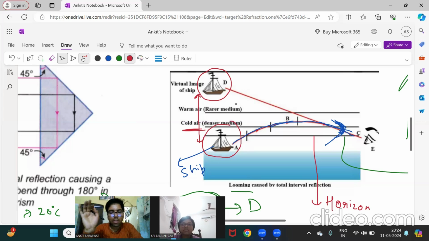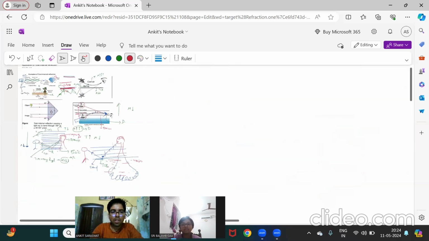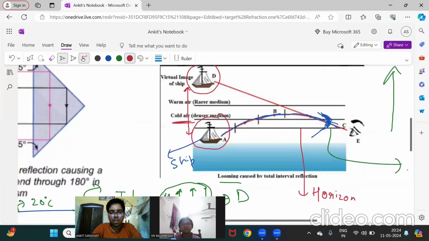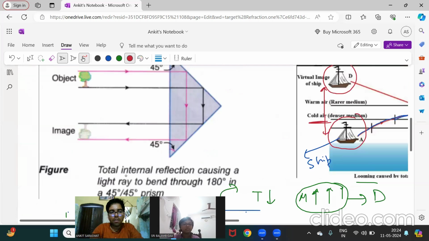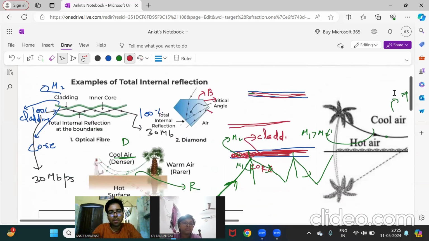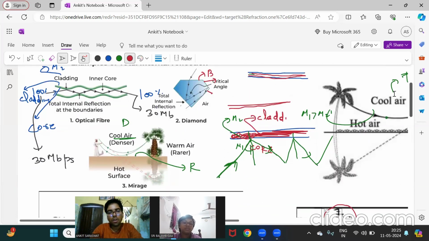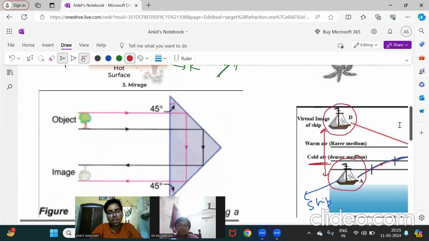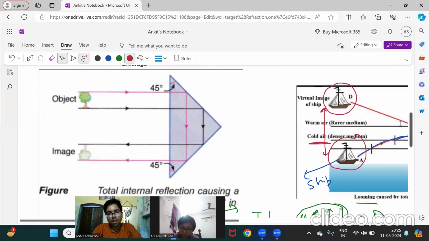Looming is caused by total internal reflection. Clear? So there are mainly three applications. One is looming, one is sparkling of diamond, and the other is mirage and optical fiber. These are the applications of TIR, total internal reflection. Now see this, here also TIR happens.